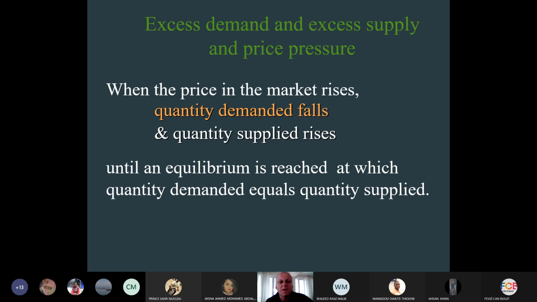But as I said, this was not the case when the Soviet regime was in the system. Anyway, until an equilibrium is reached at which quantity demanded equals quantity supplied. This is expected. Up to the equilibrium, you are expecting to maintain your production operation process.